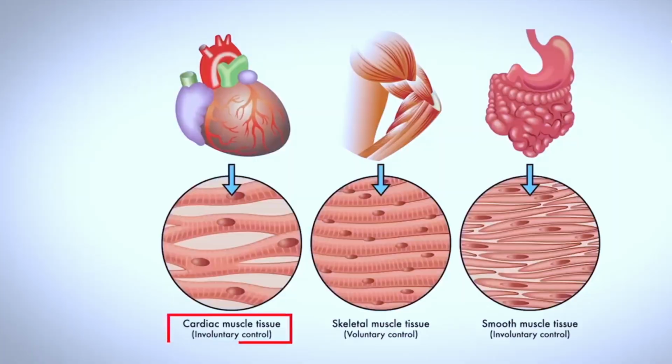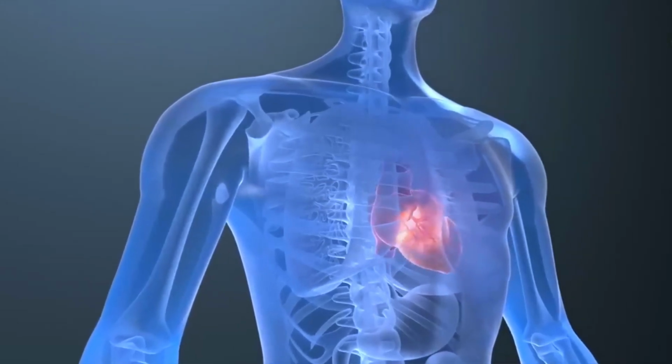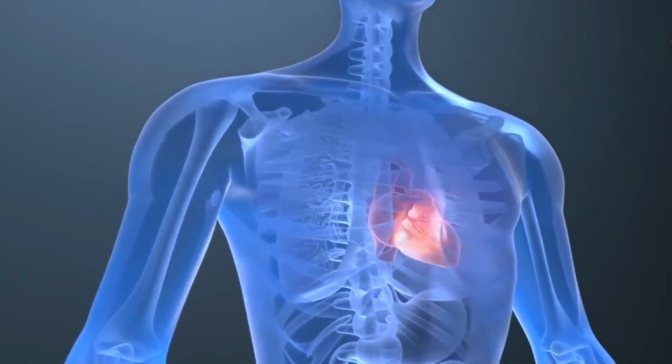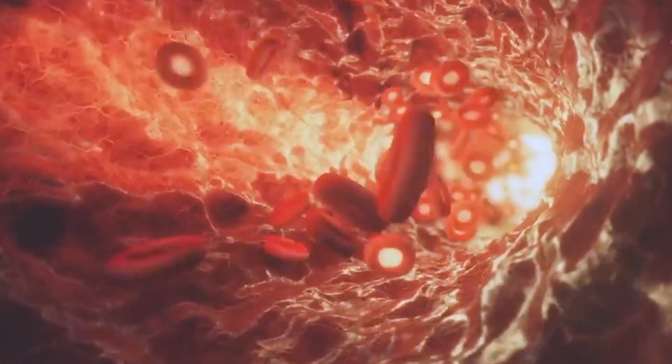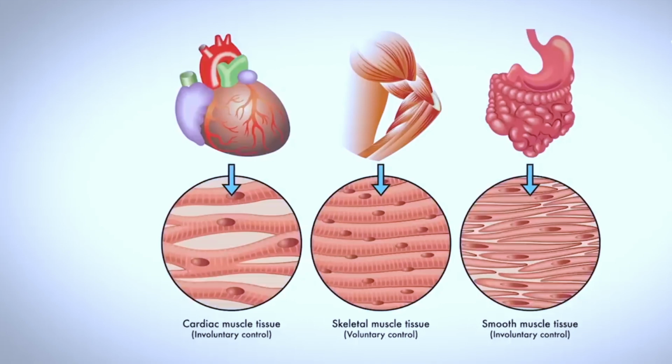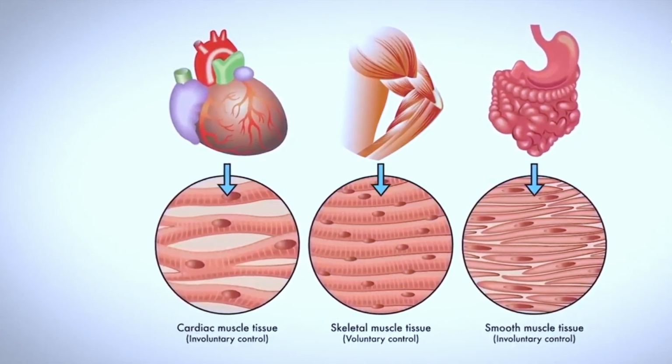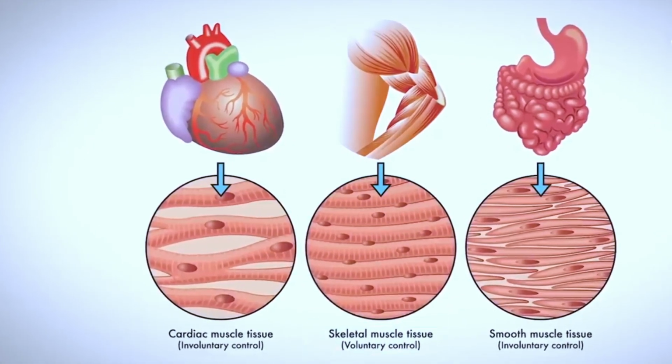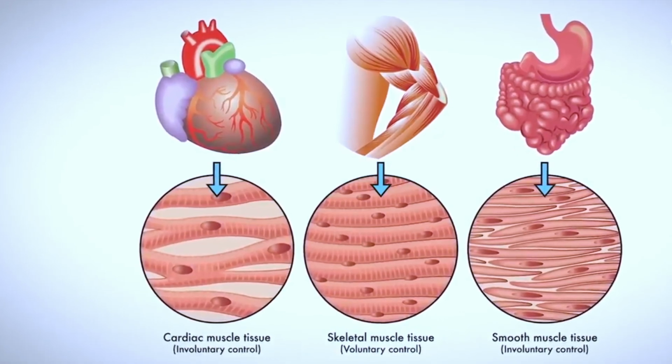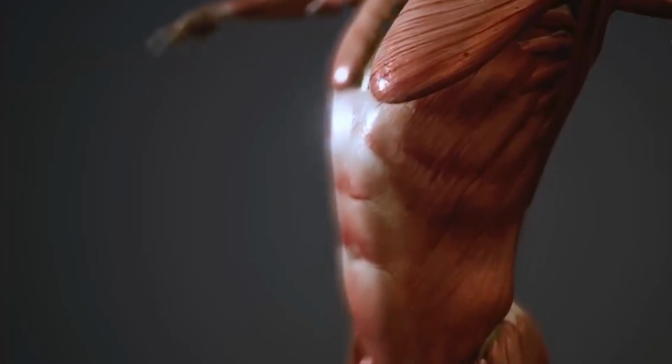The second type is the smooth muscles, and these usually cover the internal organs, such as the muscles of the digestive system, for example. And finally, the heart muscle, which is specific to the heart as a whole and is not found anywhere else in the body.